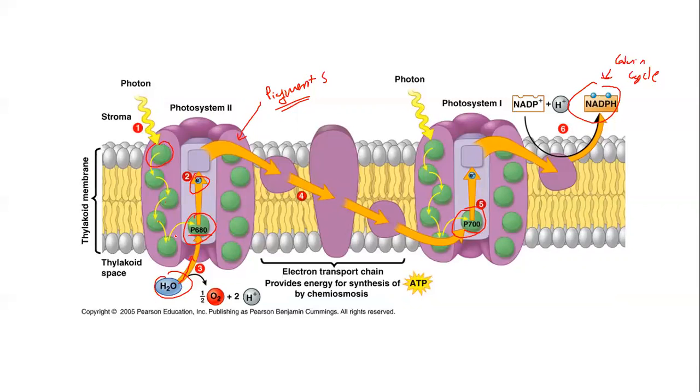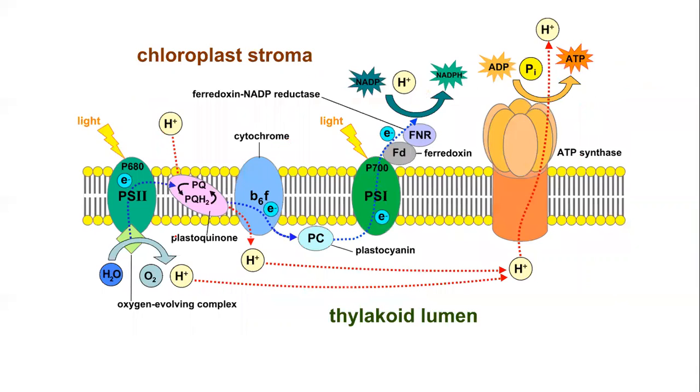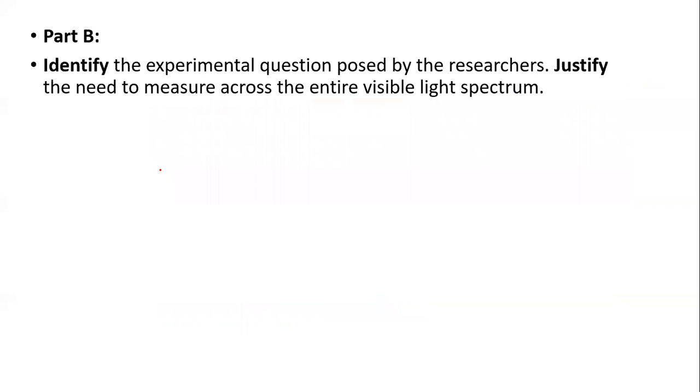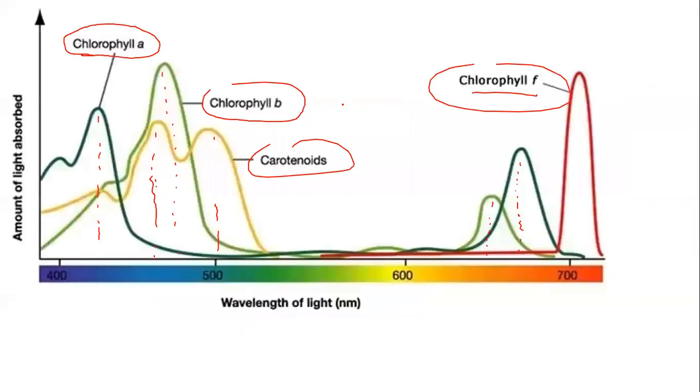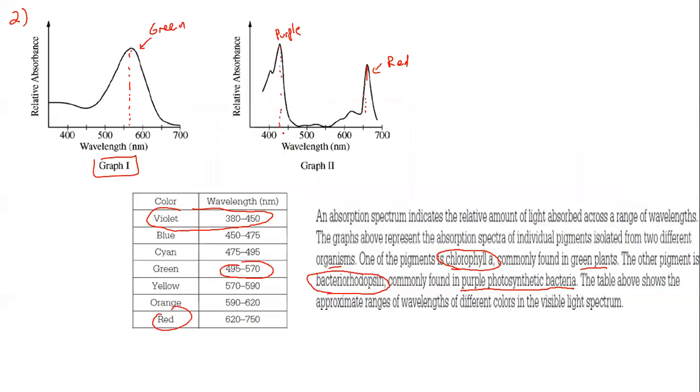So understanding that, this is just showing you another emphasis on this, right? If you have any questions on that or you want to revisit that, go back and look at my chapter 10 video notes. So let's look at part B. Identify the experimental question posed by the researchers, justify the need to measure across the entire visible light spectrum. So let's go back and see what the question was about. What do they actually do?